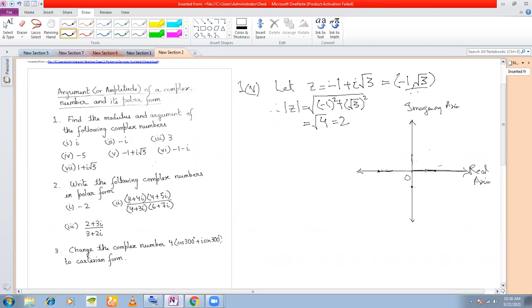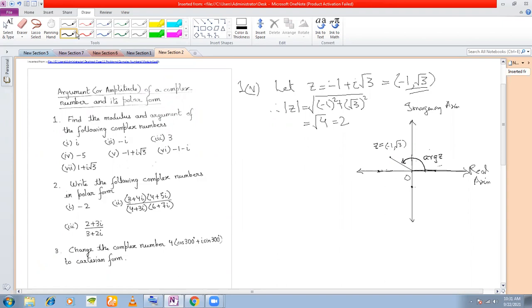Try to locate this point (-1, root 3). Where will it lie? -1 and root 3, it should be on top, somewhere over here. Now what you do is join this point to the origin. And now what is the angle made here? This should be your argument.